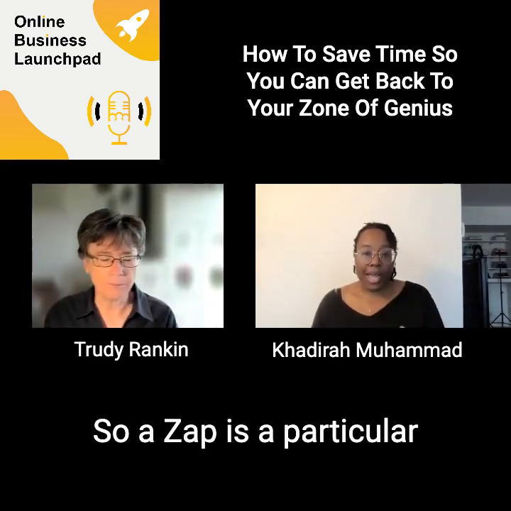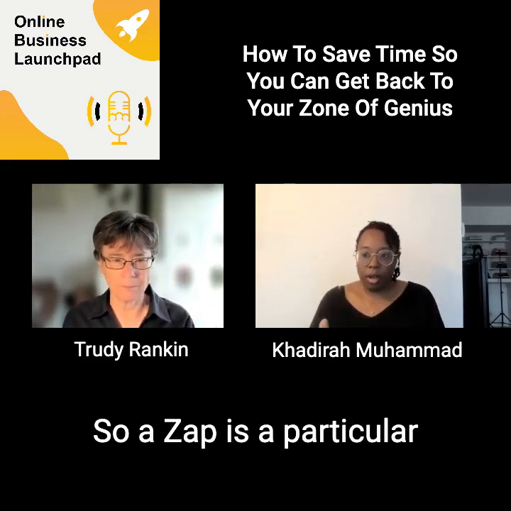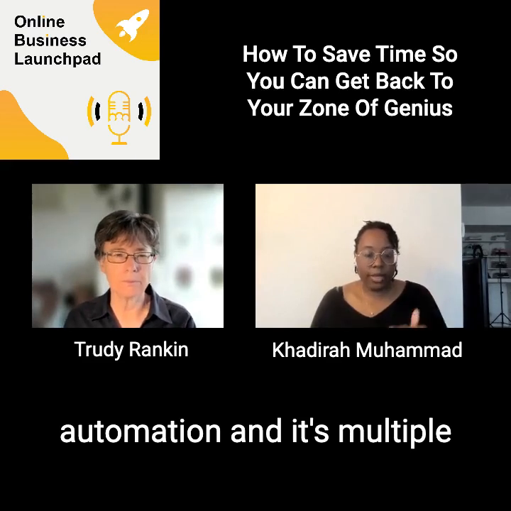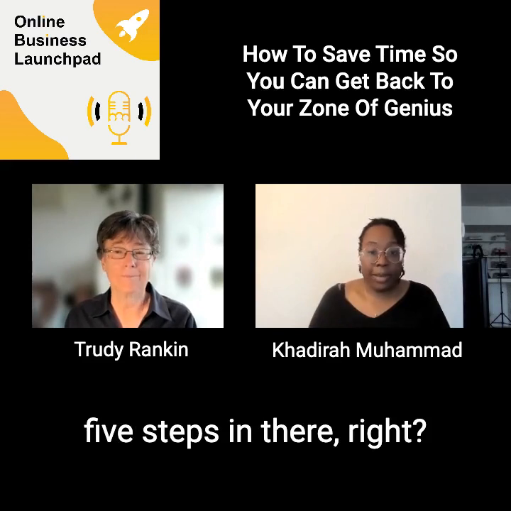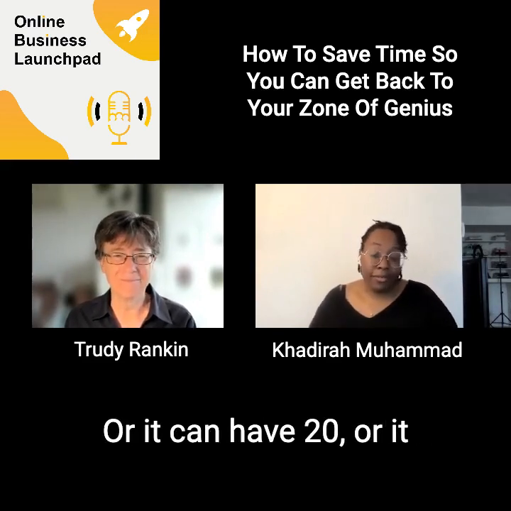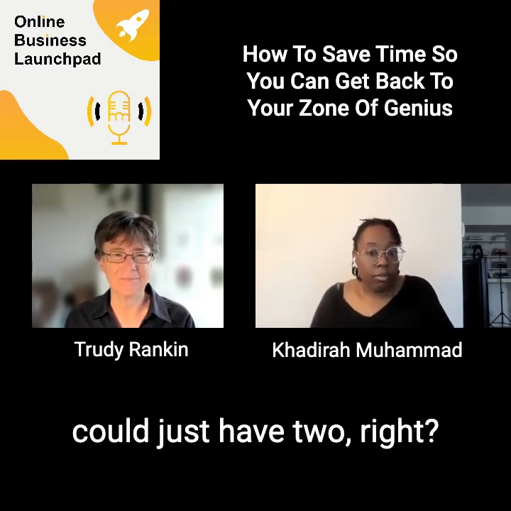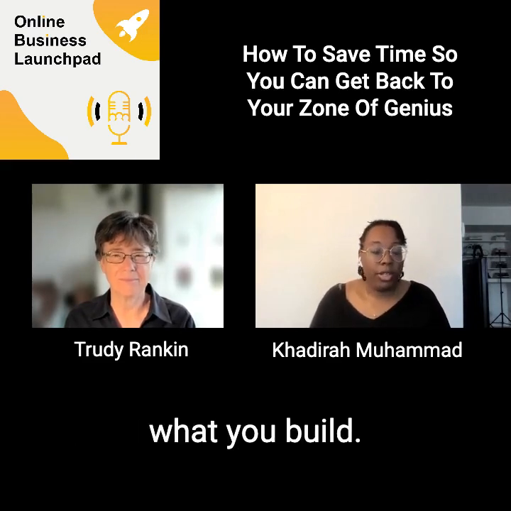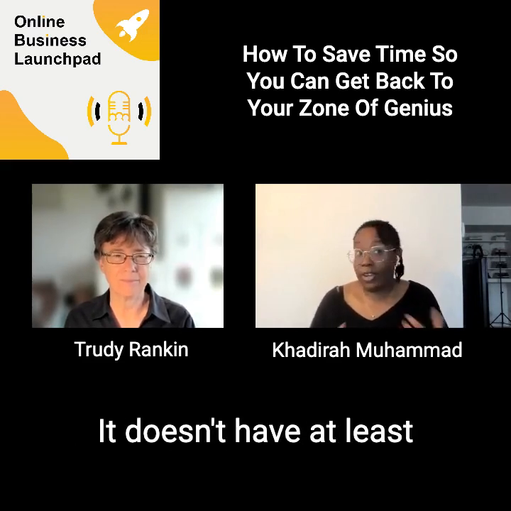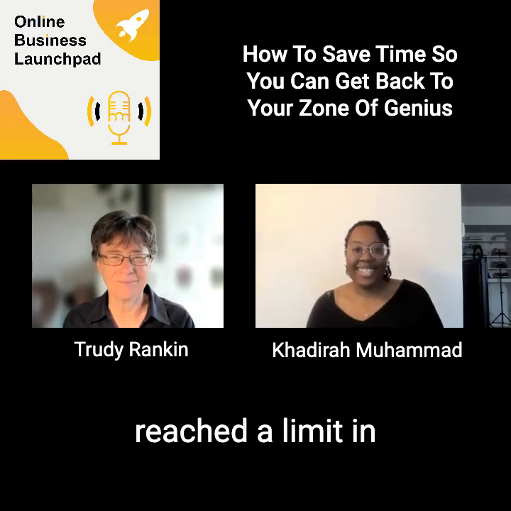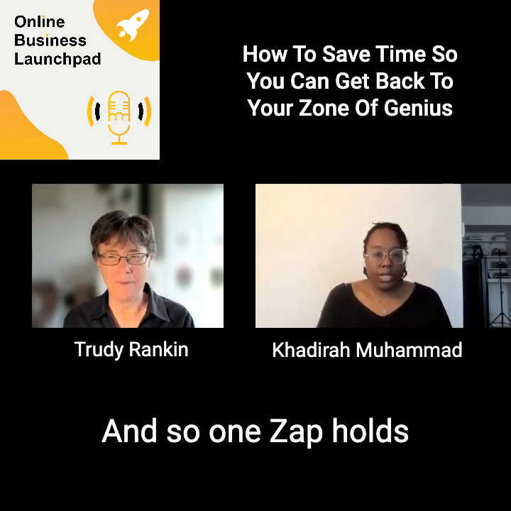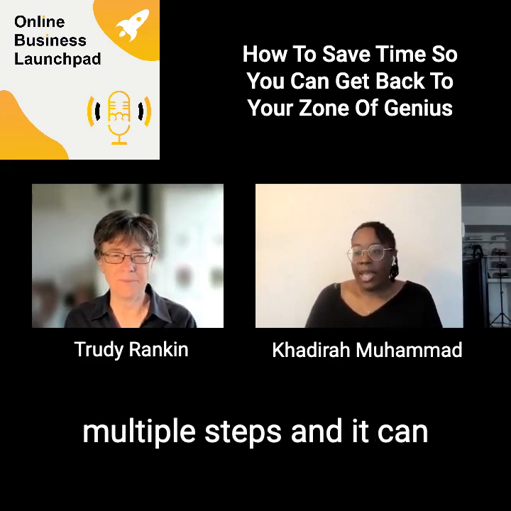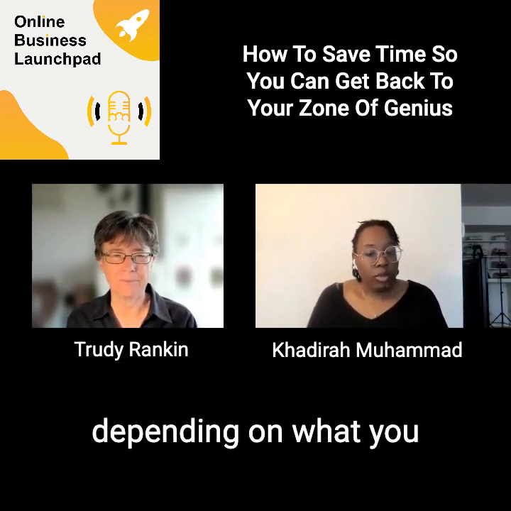Correct. Yeah. So a zap is a particular automation, and it's multiple steps of an automation. So one zap may have like 5 steps in there, right? Or it can have 20, or it could just have 2, right? It depends on just what you build. It's pretty unlimited. At least as far as I know, I haven't reached a limit in terms of how many steps I may have in a zap. And so one zap holds multiple steps, and it can do multiple things just depending on what you want to have happen.